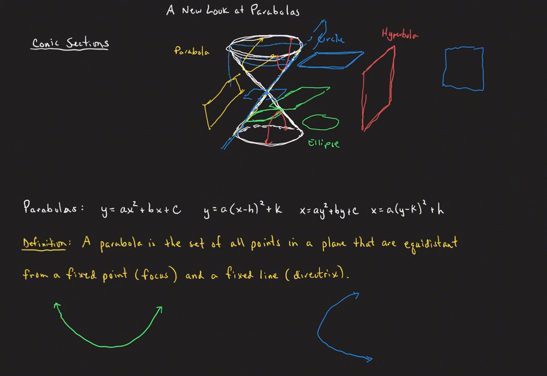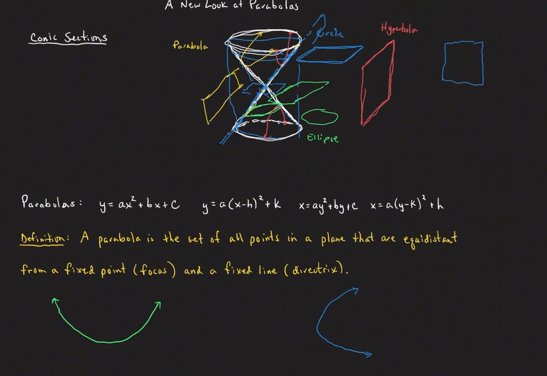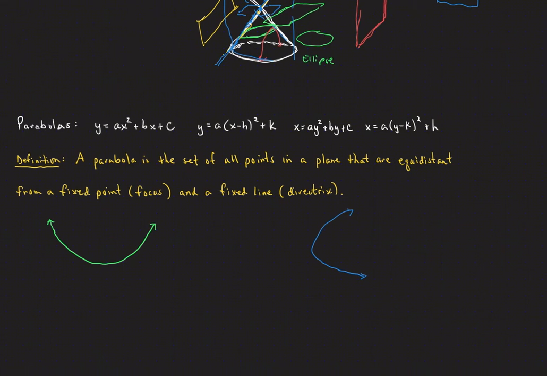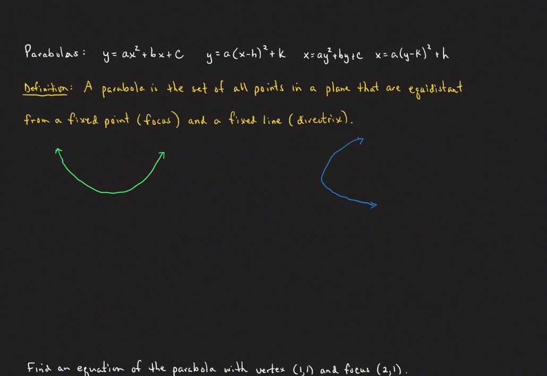Or if you took a plane that was exactly where this iPad is and ran it across through here, you would get these two intersecting lines. So that's not a big deal. That's more of a trivia kind of question, but a point, a line, and two intersecting lines are also known as degenerate conics. Okay, so let's look more in depth at our parabolas.